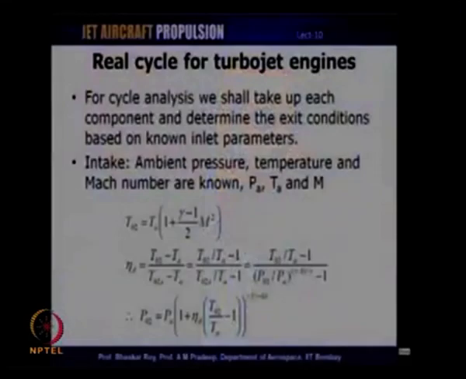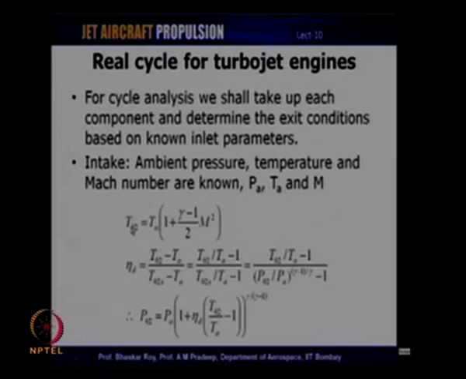We will take up each of these components one by one, and based on the parameters which are known for a particular component, we can determine its exit conditions. The first component that we shall take up is the intake or the diffuser. For the diffuser, the ambient pressure and temperature as well as the Mach number would be known, because if the flight Mach number and the altitude are known, we can calculate the ambient pressure and temperature.